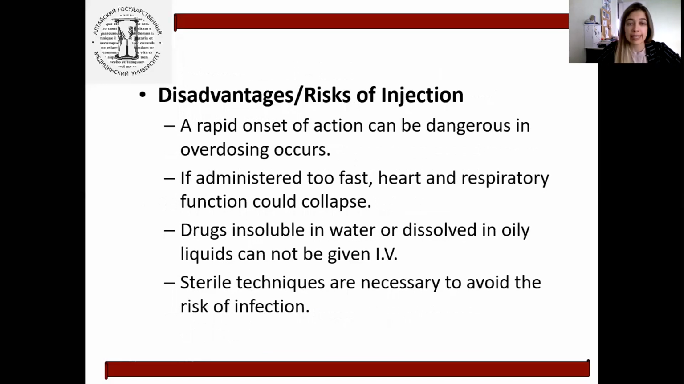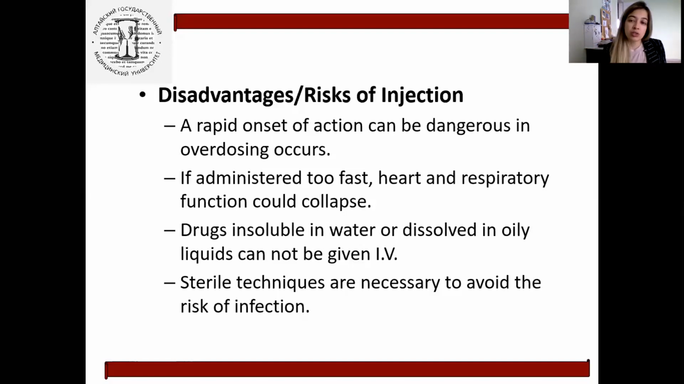But injections also have some disadvantages. They are not ideal. The disadvantages and risks of injections are a rapid onset of action, which can sometimes be dangerous if overdosing occurs. Really, sometimes if you suddenly overdose, you cannot take this drug back from the blood. You understand that. Because if you overdose, for example, orally, then you can wash your stomach, induce vomiting, and maybe some drug will be removed. But if you give the drug directly in the blood, you can't do anything.